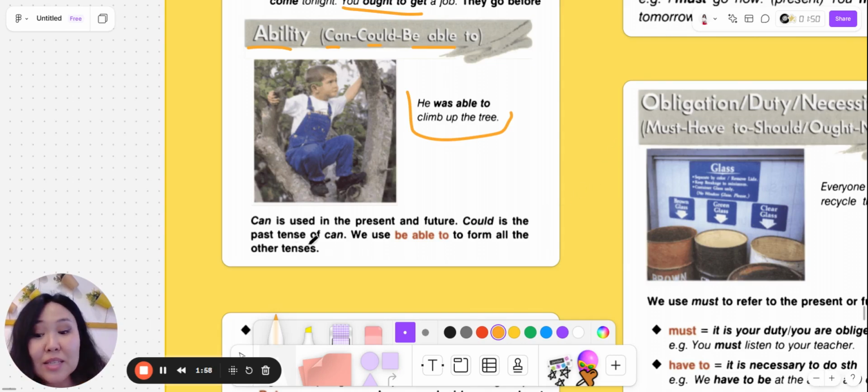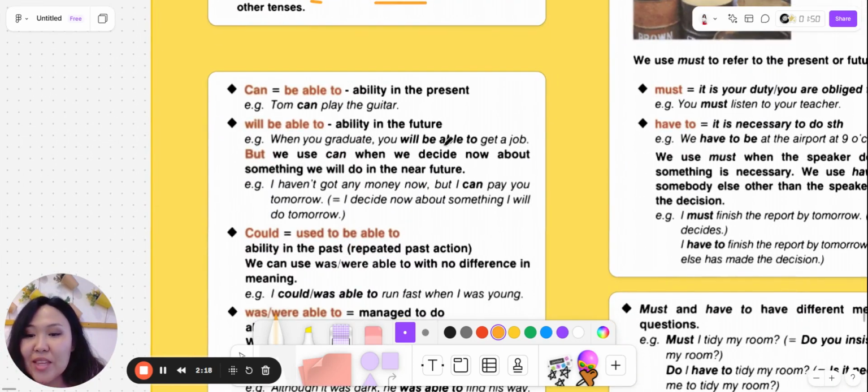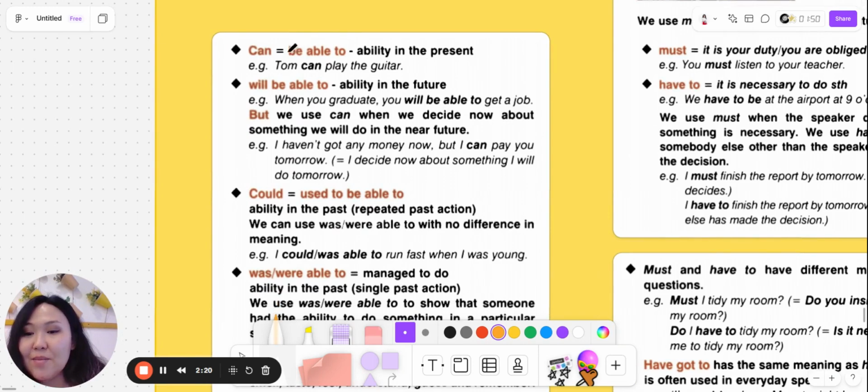Could is the past tense of can, and we can use it for past actions, some abilities that we could or couldn't do in the past. We also use be able to form all other tenses. So here we can see some more. Can, be able to: ability in the present. Tom can play the guitar. Also, we can say that Tom is able to play the guitar, but it's too long, that's why we usually use can.